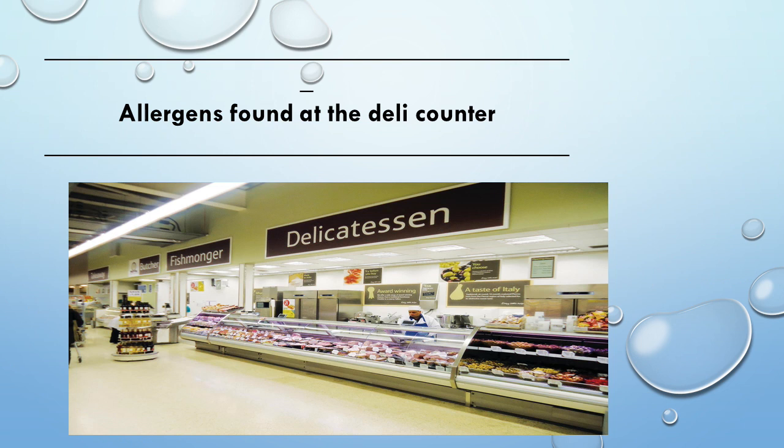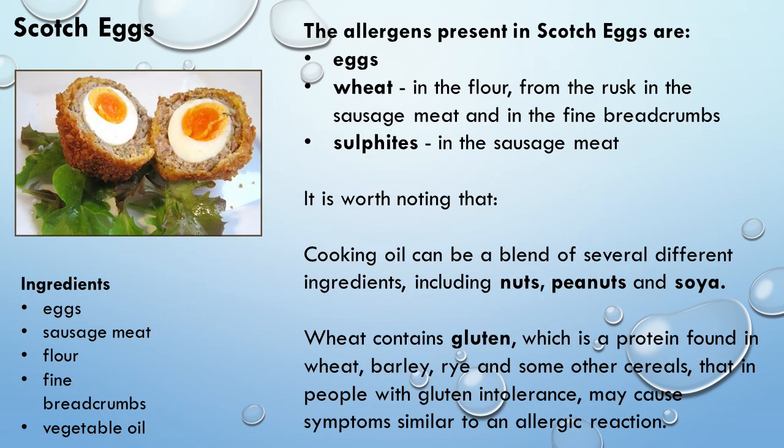Okay, next we're going to be talking about allergens found at the deli counter. The most common dish that you find on the deli counter is Scotch eggs. Now, the allergens present in Scotch eggs are eggs, wheat in the flour, the rusk in the sausage meat, and the fine breadcrumbs found in the sausage meat.